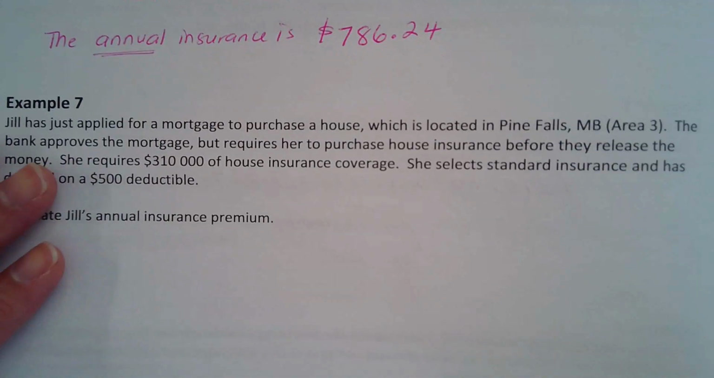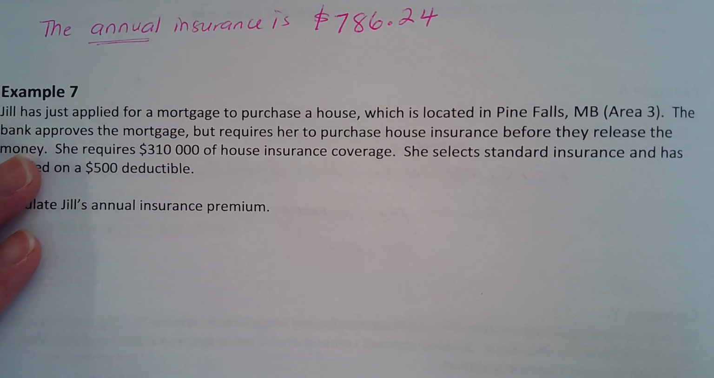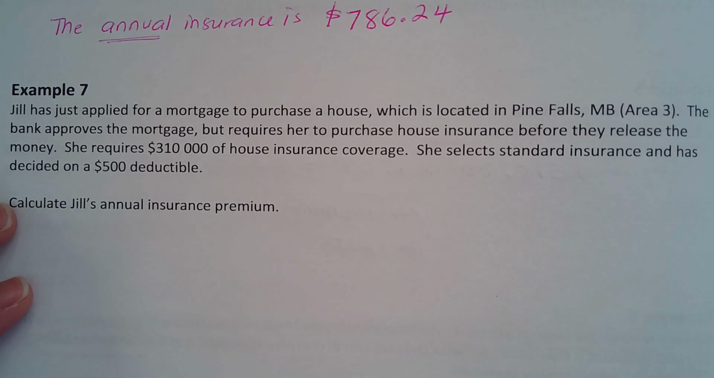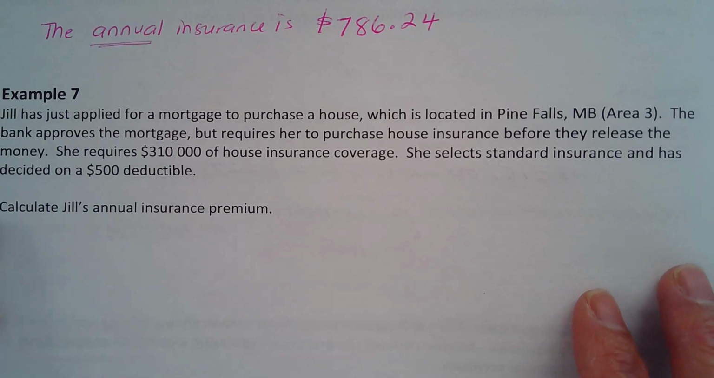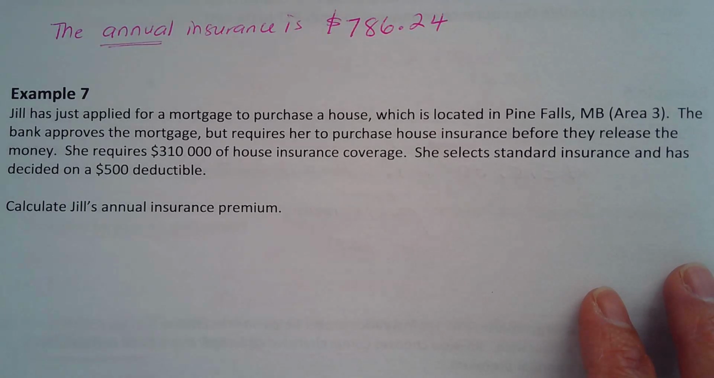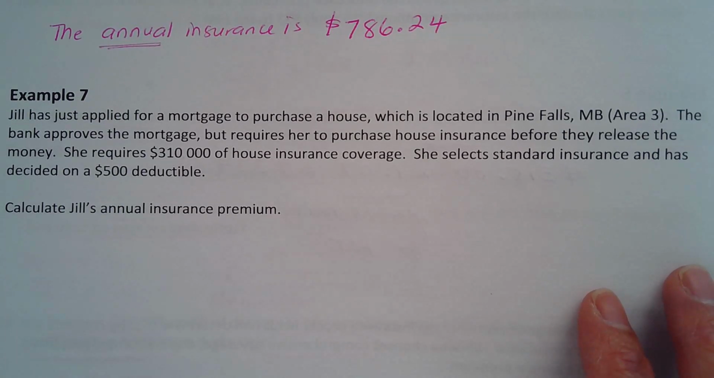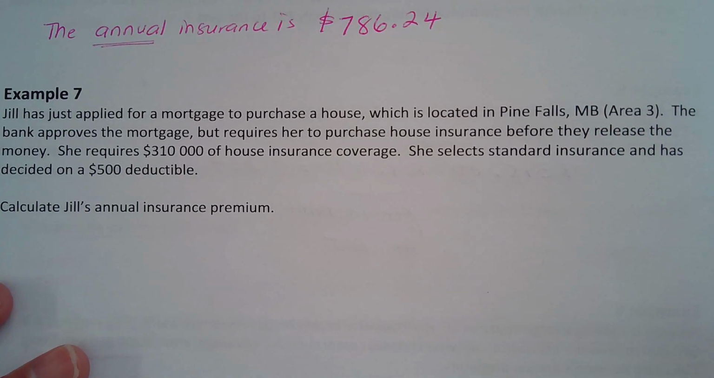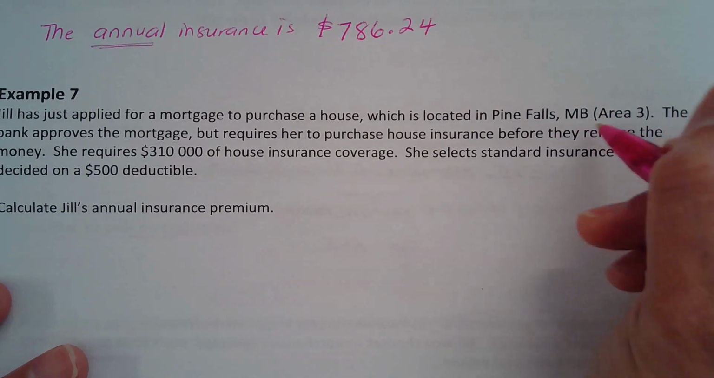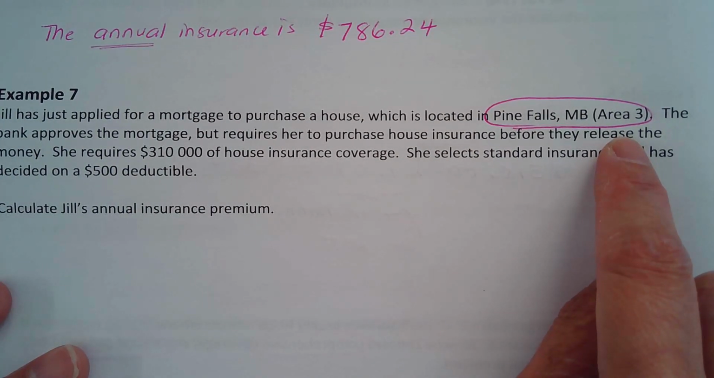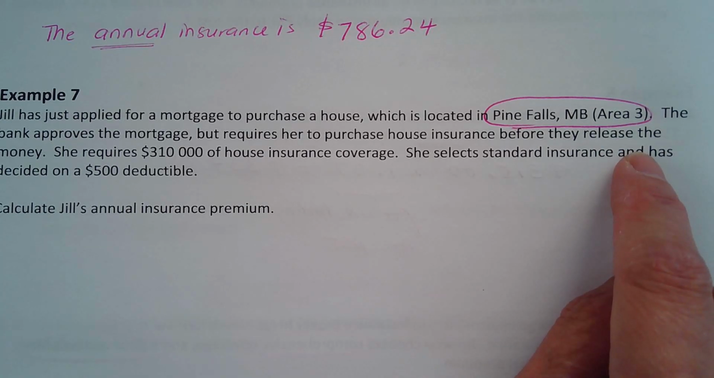Okay. So let's take a look. We're on page 24. So let's take a look at example 7. Jill has applied for a mortgage to purchase a house, which is located in Pine Falls, okay? And they tell you it's area 3. Is that important? Yeah, it's important because that's gonna tell us the area. Area 3. That's one of the factors for insurance.